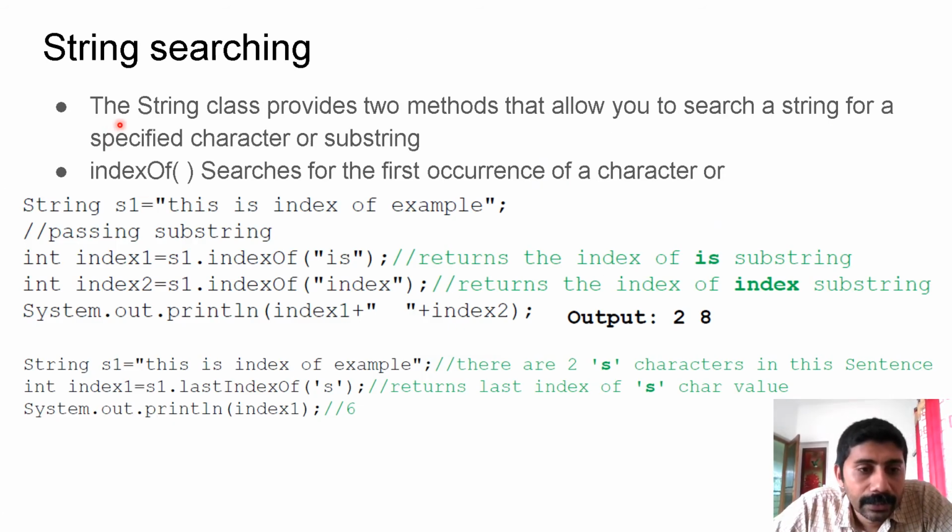String searching. To perform a searching operation in a string, we have different methods. The string class provides two methods that allow you to search a string from a specified character or substring. So you can search for a particular character or you can search for a substring. The indexOf method searches for the first occurrence of a character. Okay, s1, here you have one string, s1 dot indexOf is. So it is actually searching for is. So this is the first occurrence. So it will return the index of this particular occurrence.